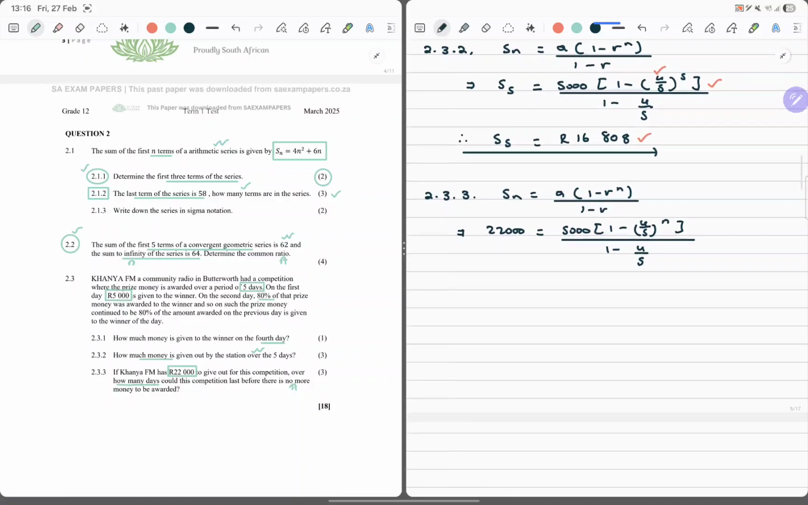Okay, not a problem. So this implies, now what are we going to do there? We will just do some quick gymnastics and say this is 4 over 5 to the exponent n equals... So now what we're going to do, we're going to take 22,000, we multiply this by 1 minus 4 over 5, right? So that gives us what it gives us, and then we divide this by 5,000.